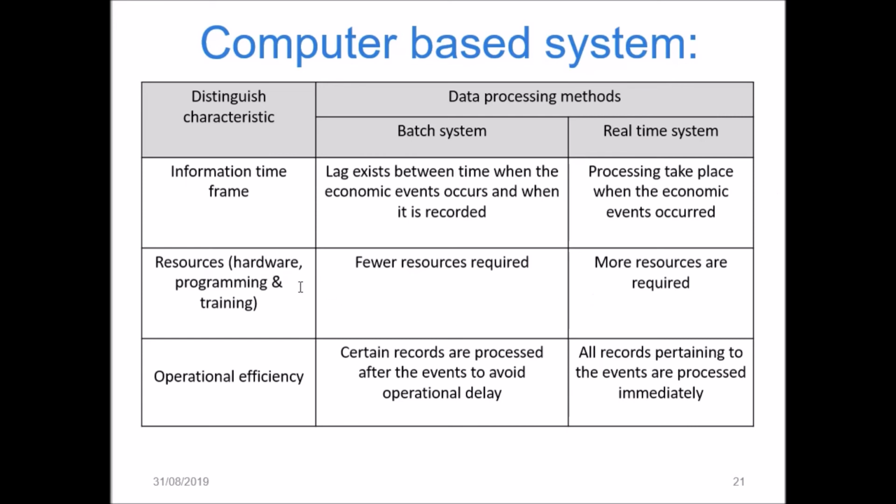Alright, resources: hardware, programming and training. For the batch system, fewer resources are required. But for the real-time system, more sophisticated systems or resources are needed. Why? For example, in the POS system, point of sales, the cashier needs a scanner, a good computer, and a good network, so that the real-time system will be possible. Operational efficiency: for the batch system, certain records are processed after the event to avoid operational delay. But for the real-time system, all records pertaining to the event are processed immediately. It will be more efficient in terms of time.